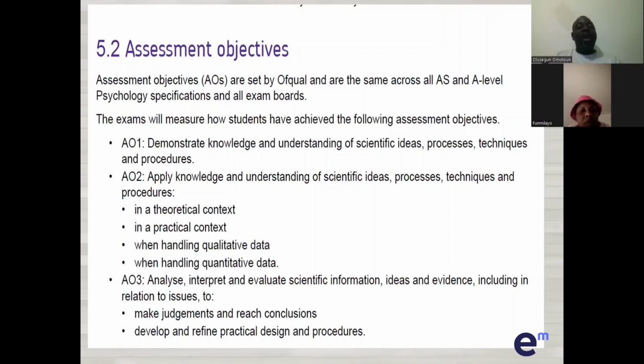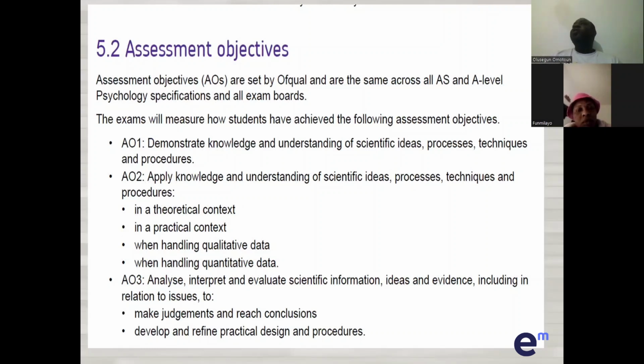And when we talk about the AO1, we are talking about demonstration of your knowledge and understanding of psychological terminologies. So when we talk about demonstration and understanding of psychological terminologies, we are looking at you being able to understand concepts in psychology. So when you see a question that asks you, for example, what is defined memory?